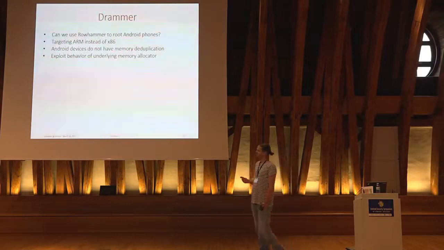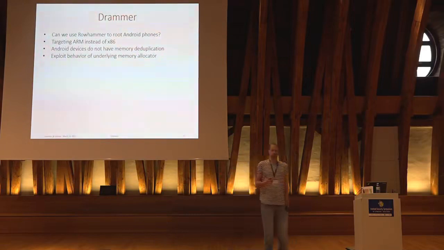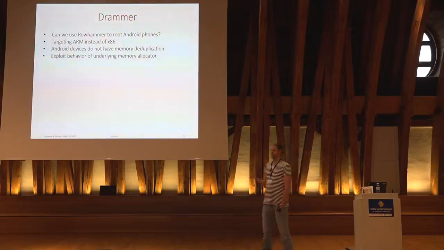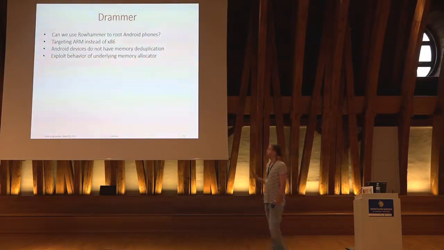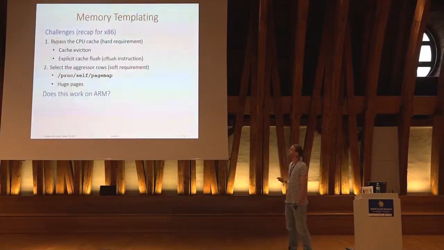For Drammer, this happened when I was watching my colleagues working on the Flip Feng Shui attack, and I thought, hey, this is cool, we should try this on Android. So the question was, can we do Rowhammer attacks on Android? And if you're looking at Android, you're very quickly also looking at ARM instead of x86. We did some preliminary study, and found that although Android does support memory deduplication, it is mostly disabled. So for Drammer, we're going to exploit the behavior of the underlying memory allocator, and I'm going to explain a little bit about this.